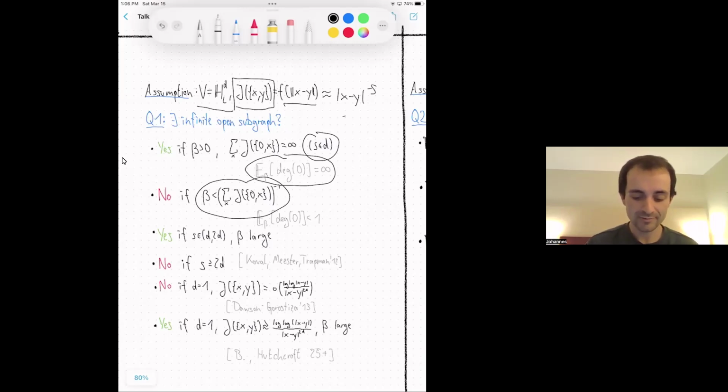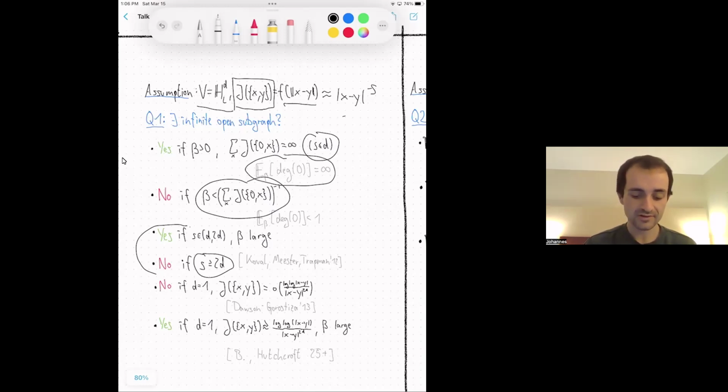So it's more interesting if you have polynomial decay with s larger than d. So here, Kowal, Meester, and Trapman proved that there is an infinite open cluster if s is between d and 2d and beta is large. But on the other hand, there's no infinite open cluster if s is larger or equal than 2d.